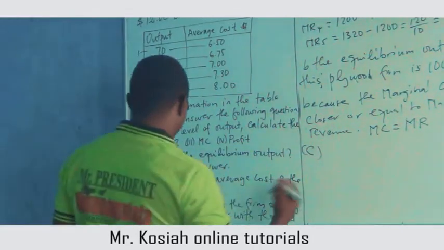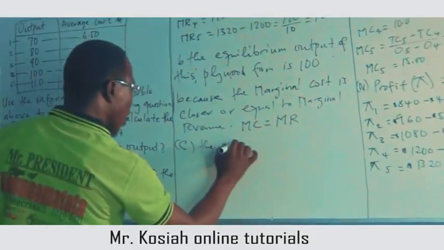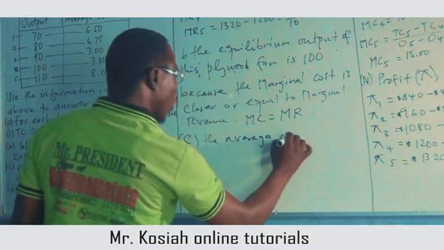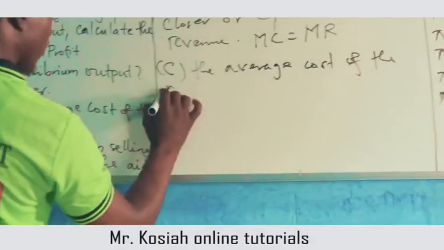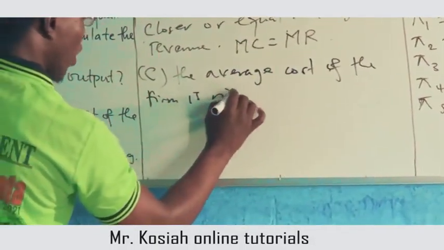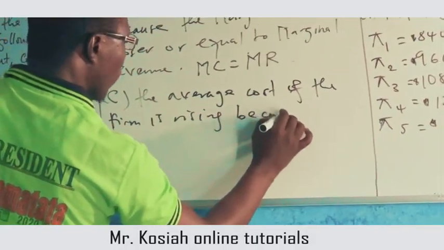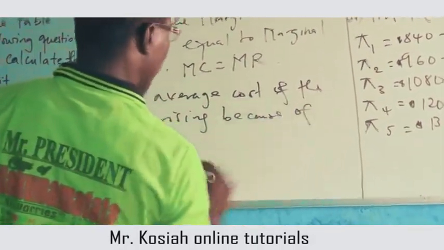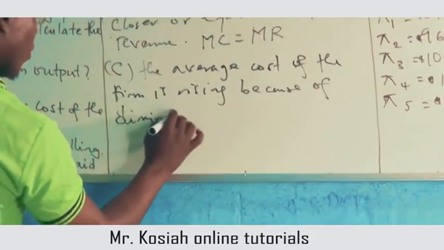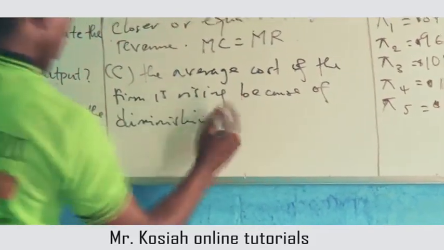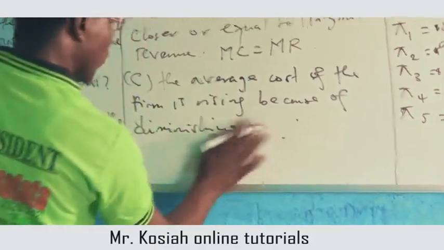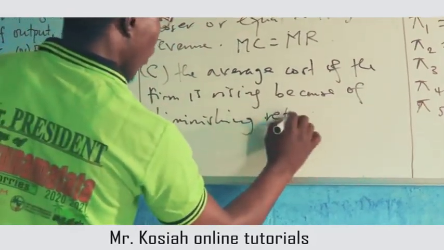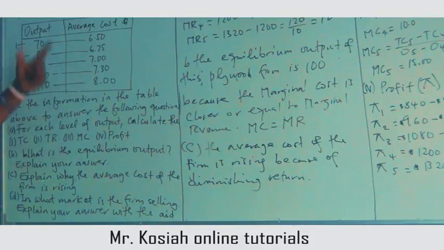So we can write that the average cost of the firm is rising because of diminishing return. It's because of diminishing return. So it's increasing, and again.